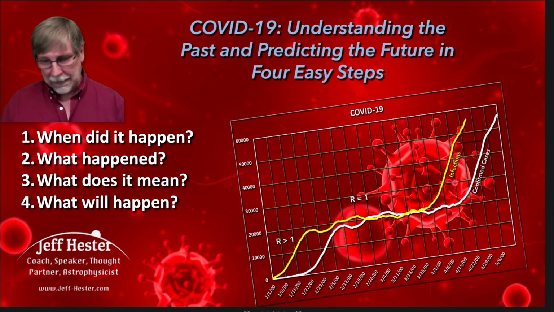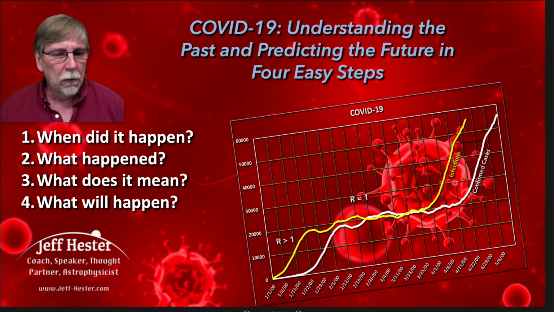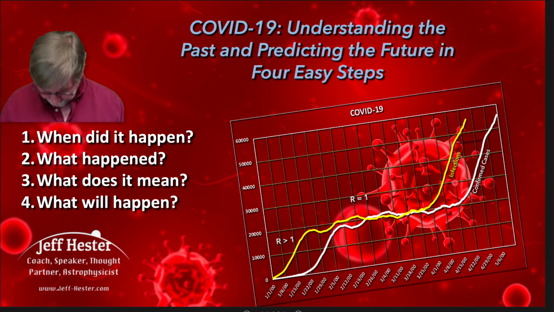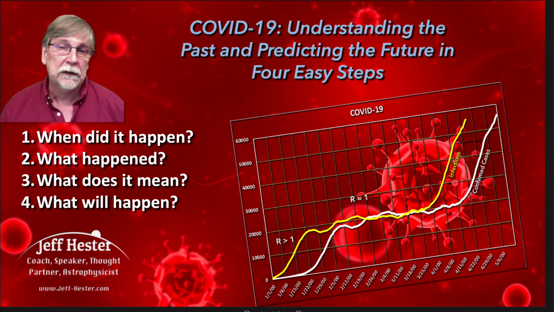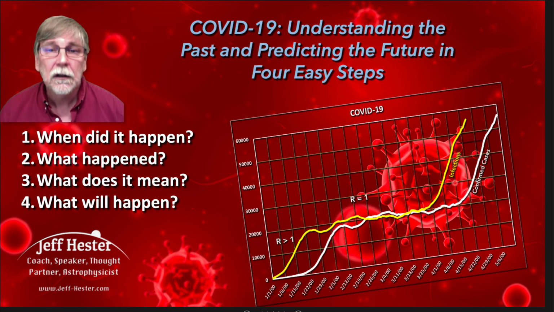And you just say, okay, here's this date. I wonder what happened on this date. And then you go and you look at the history. Oh, yeah, that's when they went to phase 2 or whatever. What does it mean? It means that anything that you do that allows people to interact more means that you're going to increase the reproduction number, means that you're going to see an increase in the rate of infections.